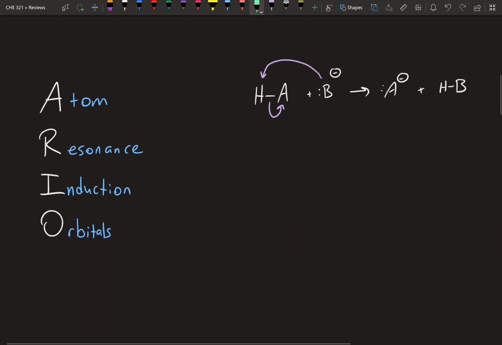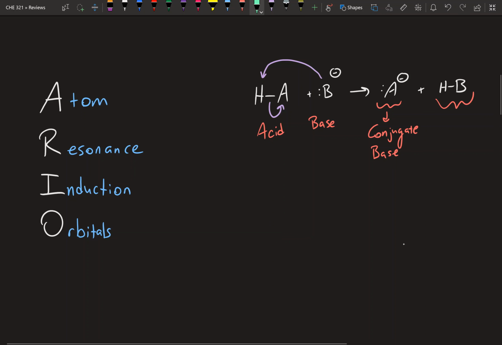And so I wrote here that this is A minus, A with a negative charge, and this is still B, right? But what used to be an acid here and a base on the left, on the product side, is now going to be what's known as a conjugate base.